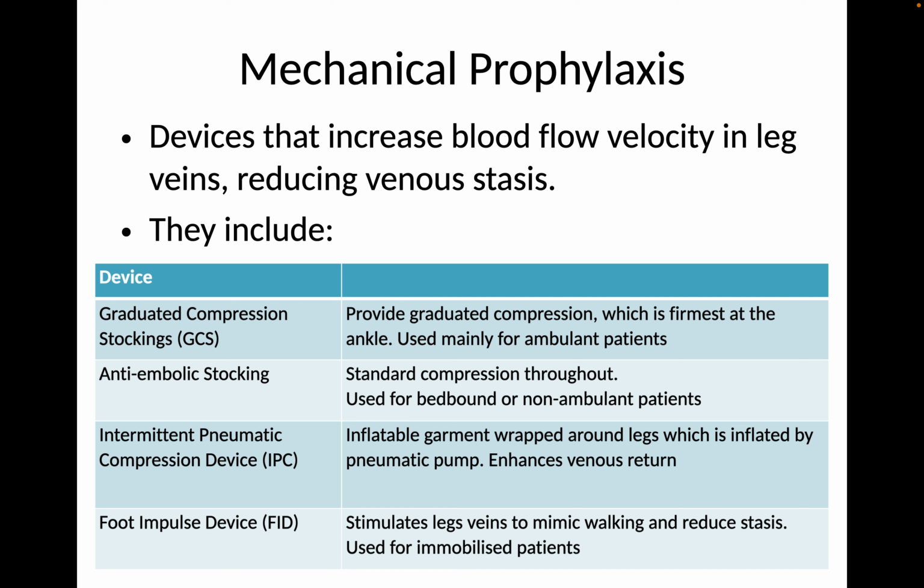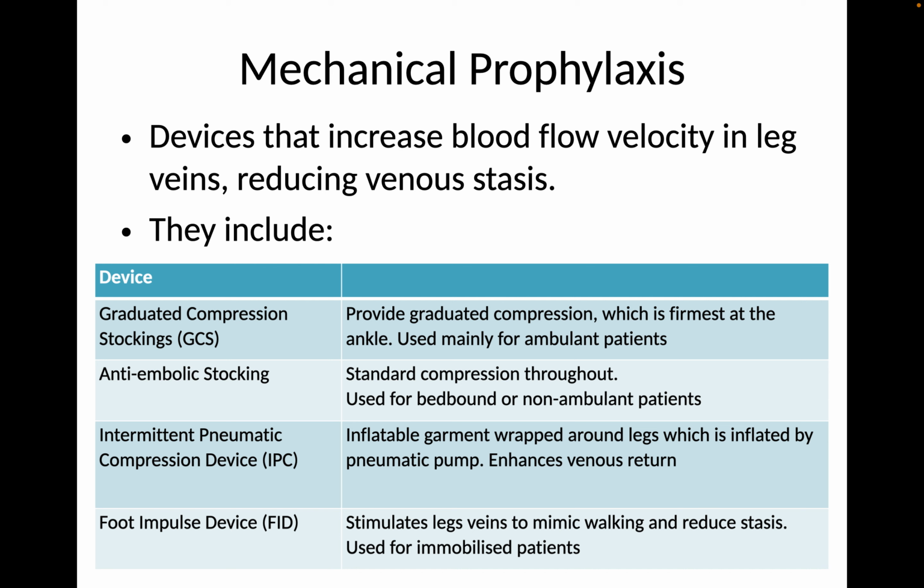Now, as far as mechanical prophylaxis is concerned, this is the device that increases the blood flow velocity in the leg veins, reducing the venous stasis. It includes GCS or graduated compression stockings, which provide the compression in graduated fashion, firmest at the ankle and used mainly for ambulant patients. There are anti-embolic stockings, which give standard compression throughout and are used for bedbound or non-ambulant patients.